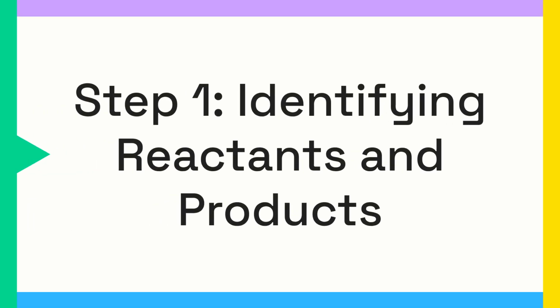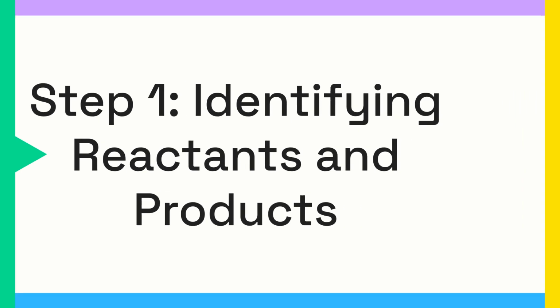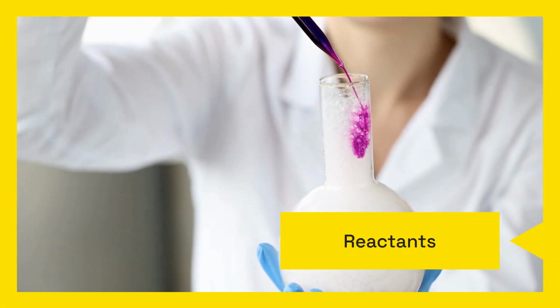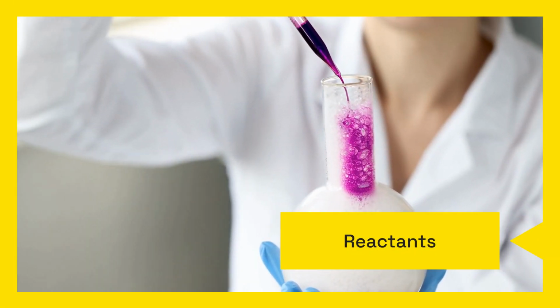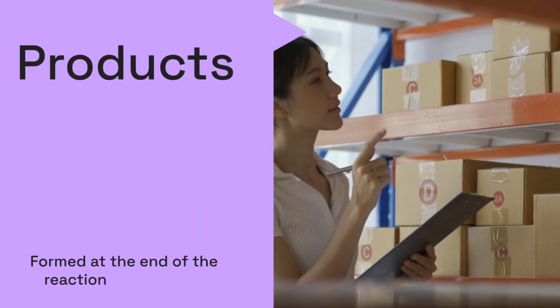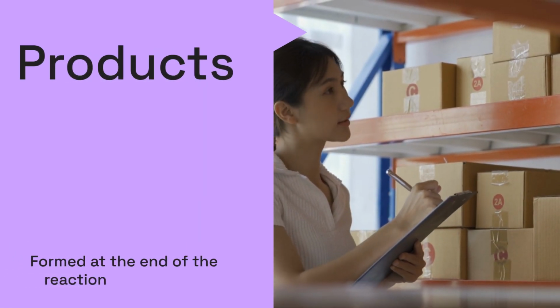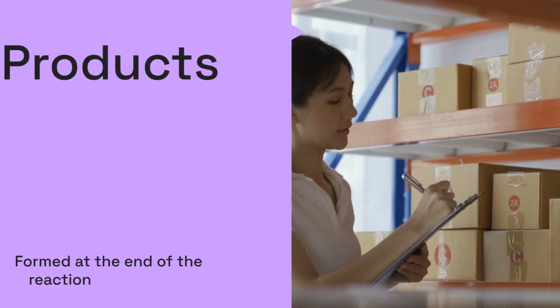To determine if an equation is balanced, we need to first identify the reactants and products. The reactants are the substances that are present at the beginning of the reaction and are written on the left side of the equation. The products are the substances that are formed at the end of the reaction and are written on the right side of the equation.